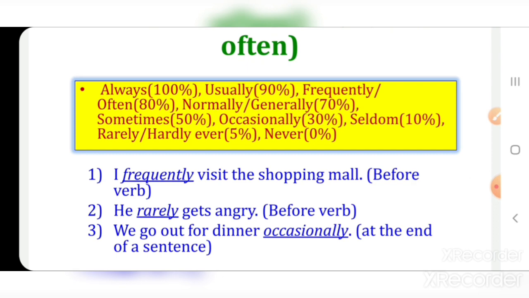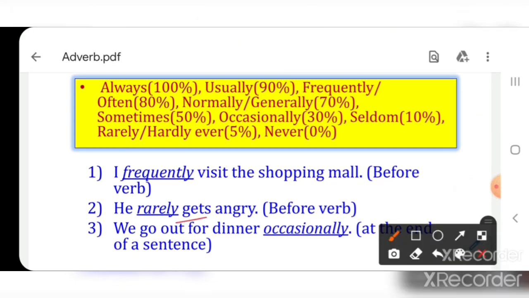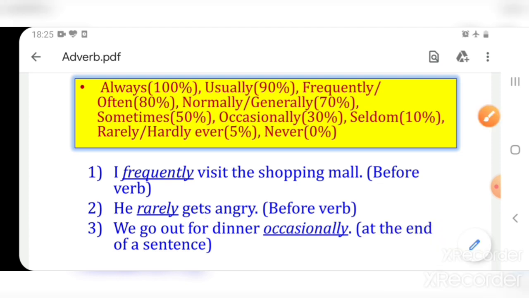before the main verb actually. Now next is: he rarely gets angry. Again it is used before the verb. Okay, gets is the main verb and before that rarely is used. Third one is: we go out for dinner occasionally. Occasionally is used at the end of the sentence.